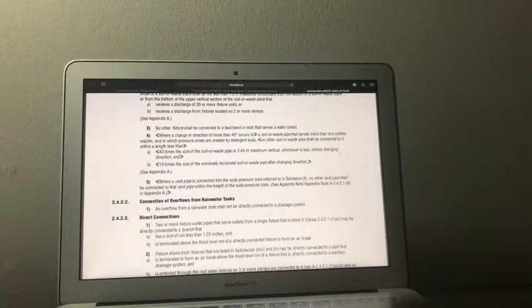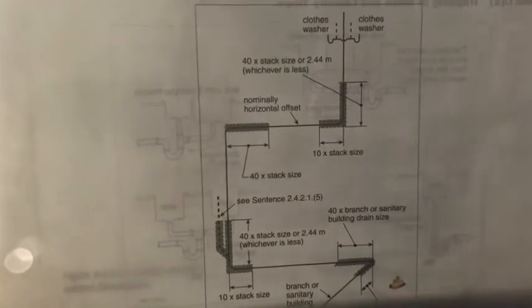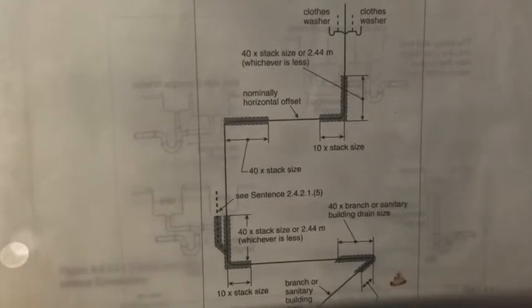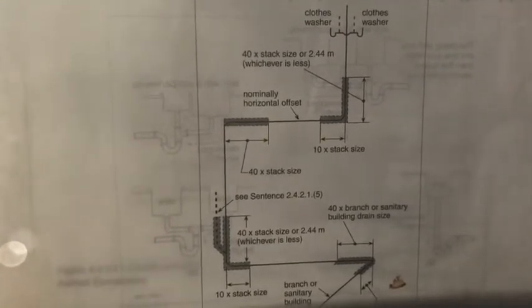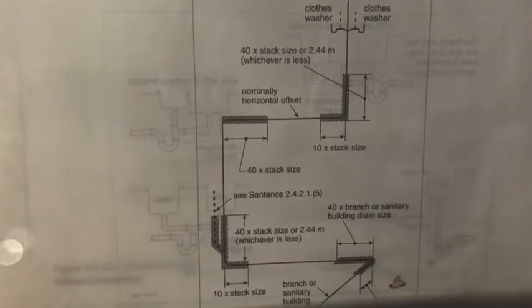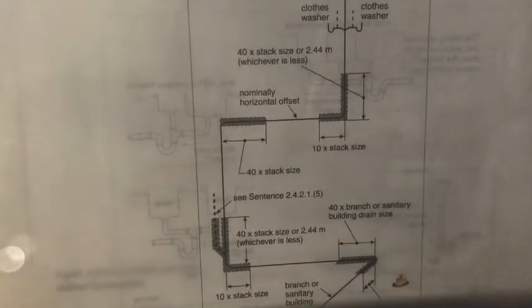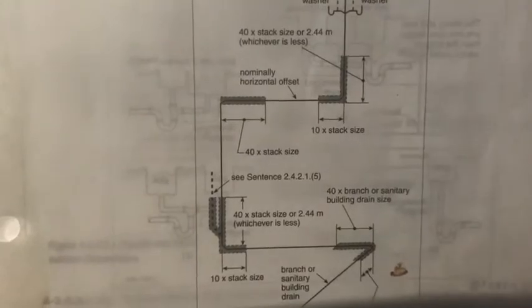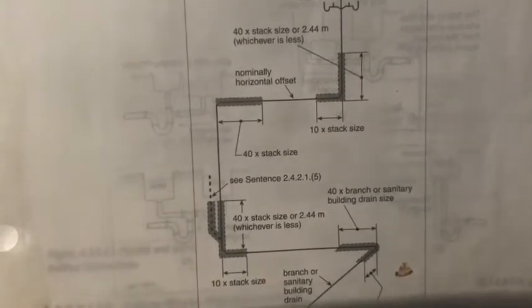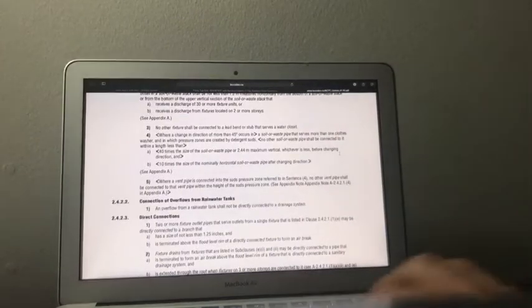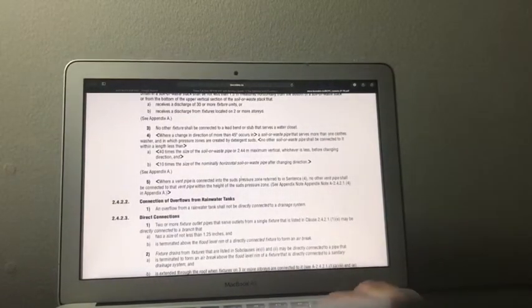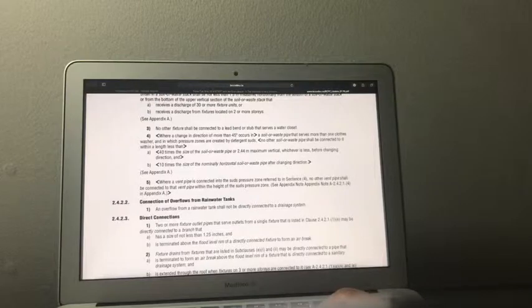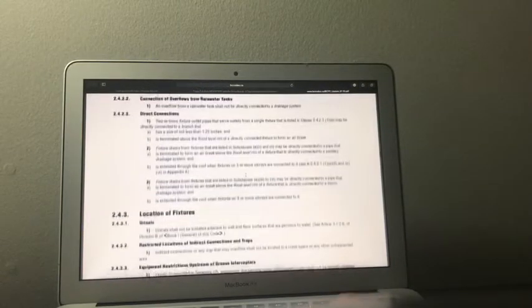This is all dictated with one picture. I think that it is really straightforward. So the condition is that you have to have a change of direction. Obviously more than 45 degrees. We don't have 60-degree fittings, so obviously, in my opinion, we're talking about 90s. But it just says more than 45 degrees. Pretty straightforward picture. Where a vent pipe connects into a suds pressure zone referred to in sentence 4, no other vent pipe shall be connected to that vent pipe within the height of the suds pressure zone. So maybe something that you're going to have to kind of explore.